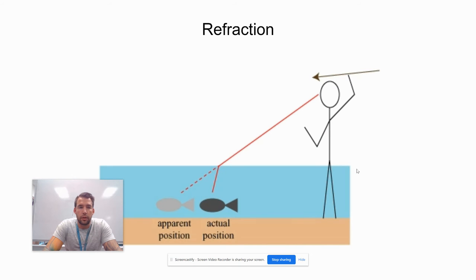Maybe you've seen a fish in a pond, and you're not actually seeing where the fish is. You're seeing where you think it is, because there's water between you and the fish. So the light that you see is actually bending as it comes from the water into your eyes. So if he were to throw this spear, he would miss the fish because he would throw it where he thinks he sees it right here, when the fish is actually right here.